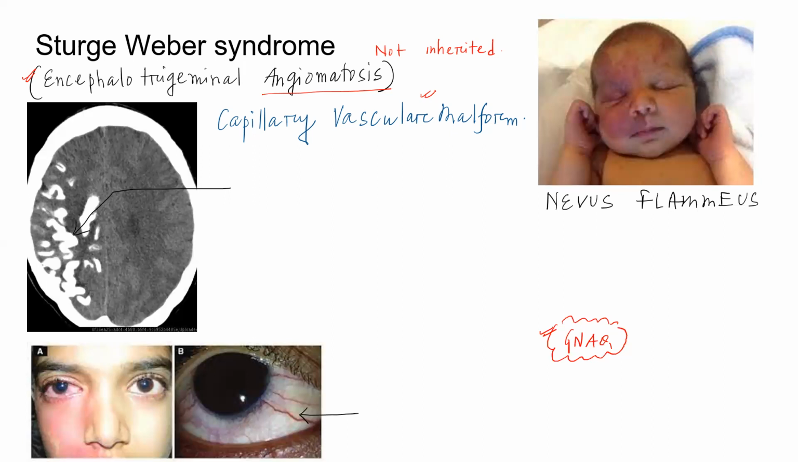In the trigeminal distribution, as you all know, the trigeminal nerve gives sensory supply to the face. This is the V1, this is the V2, and this is the V3 area. So the trigeminal nerve has 3 branches: V1, V2, and V3. In Sturge-Weber syndrome, the V1 and V2 areas are affected.